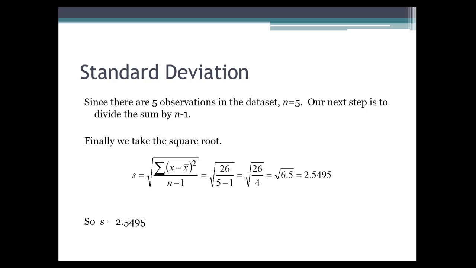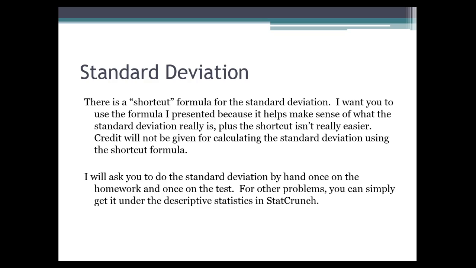I want you to understand that's why I'm asking you to do this by hand. There is a shortcut formula for the standard deviation, but it doesn't have that nice interpretation, and it's really not that much shorter. So I'm just going to insist that you use this formula. I will, on the homework, ask you to do the standard deviation by hand once, and on the test I'll ask you to do it once. Otherwise you can get it under the descriptive statistics in StatCrunch.